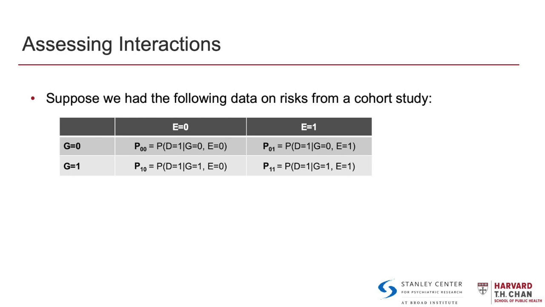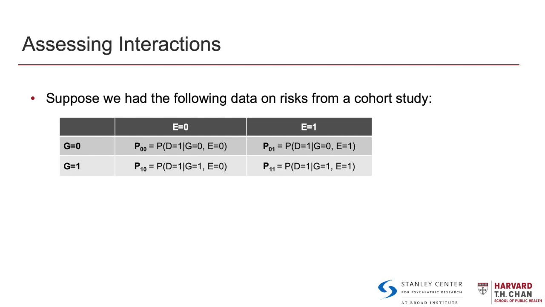Suppose that we have the following data on the risk of a disease from a cohort study. We have our genetic risk factor denoted as G equals 0 as absent, G equals 1 as present, and the environmental risk factor denoted as E equals 0 and E equals 1. So we have those 4 cells, a classic 2x2 table in epidemiologic studies.